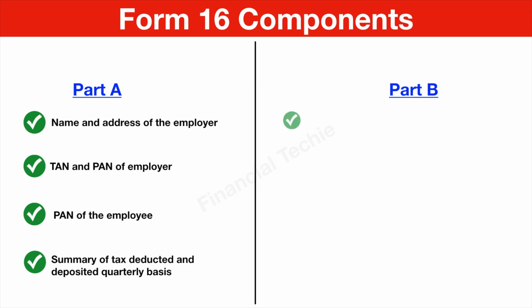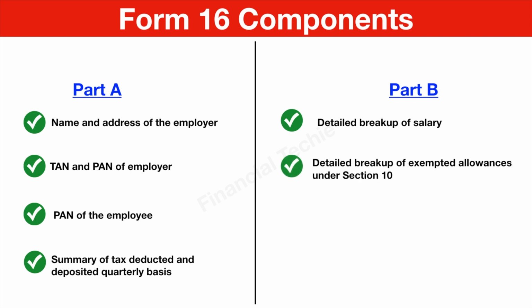Now let us understand what information we can get out of Part B of Form 16. We should be able to see the detailed breakup of salary paid to us, that would be the gross salary paid per year by the employer. In addition to that, we will be able to see all exempted allowances available under income tax section 10, which includes LTA and house rent allowances.